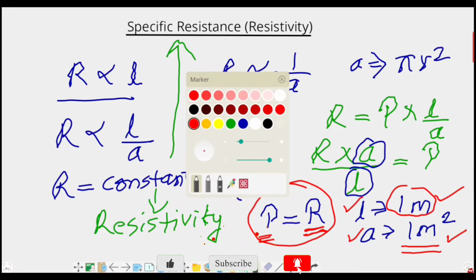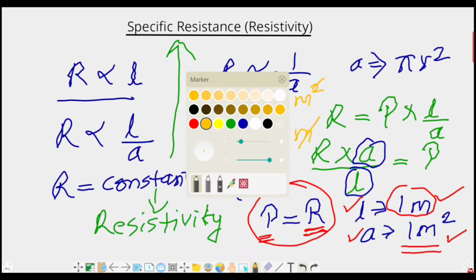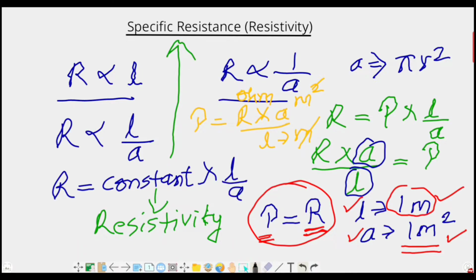So then what is the SI unit? Now, when you consider rho equals R into A upon L, you know SI unit of resistance is ohm. Area is meter square. Length is meter. So 1 meter will get cancelled. So what remains? Ohm meter. So what is the unit of resistivity? SI unit will be ohm meter. Understood?